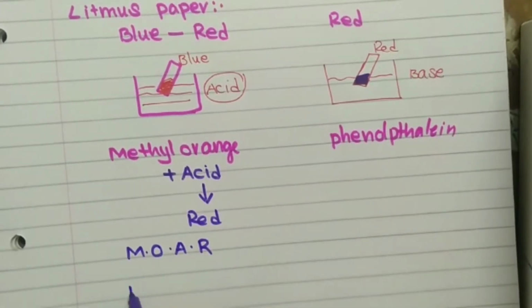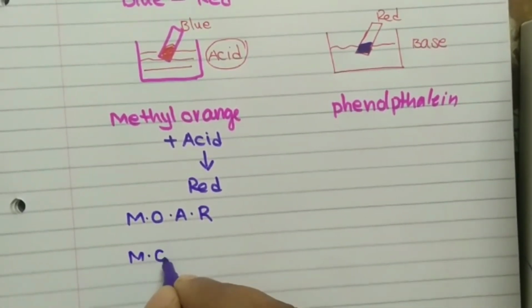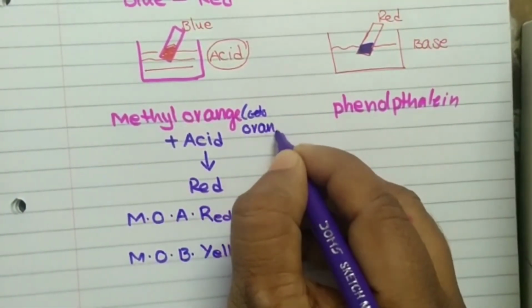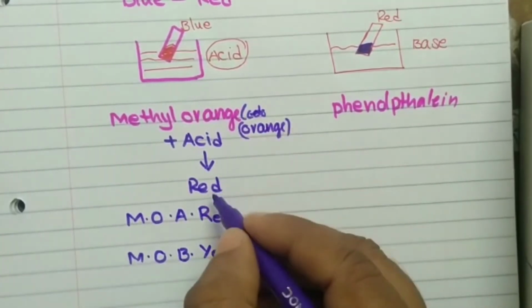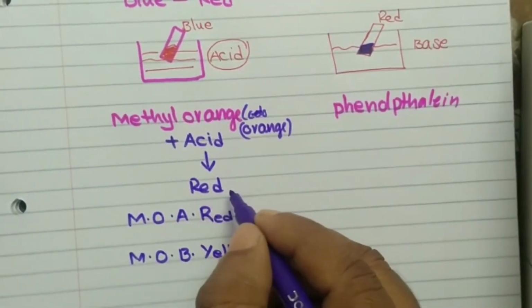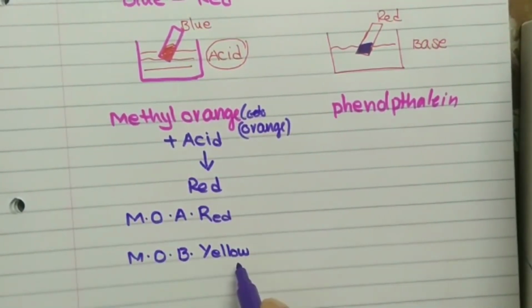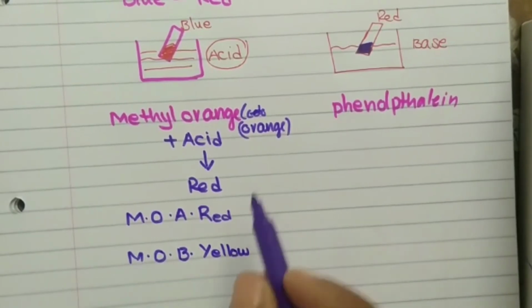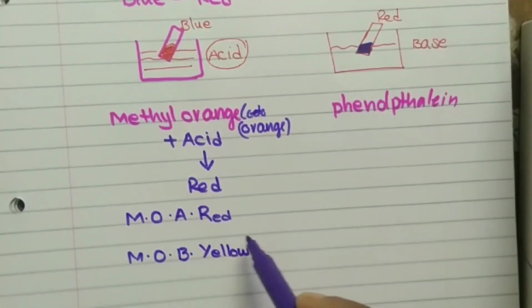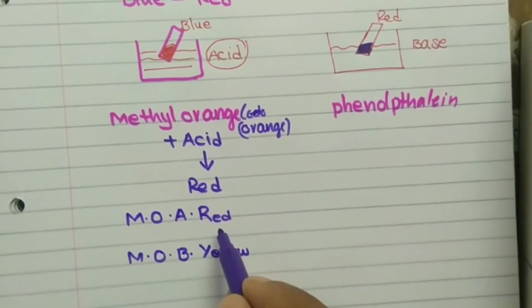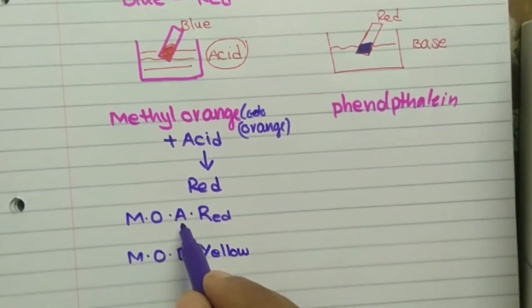Under the same condition, a methyl orange indicator with bases, right? Methyl orange is an orange color. When it combines with acid, it immediately changes to red color. When the orange color of methyl orange is combined with a basic substance, it immediately changes to yellow color. If the orange color changes to yellow, that is an indication that the given substance is a base. If methyl orange changes to red when combined with acid, then the given substance is an acid, right?